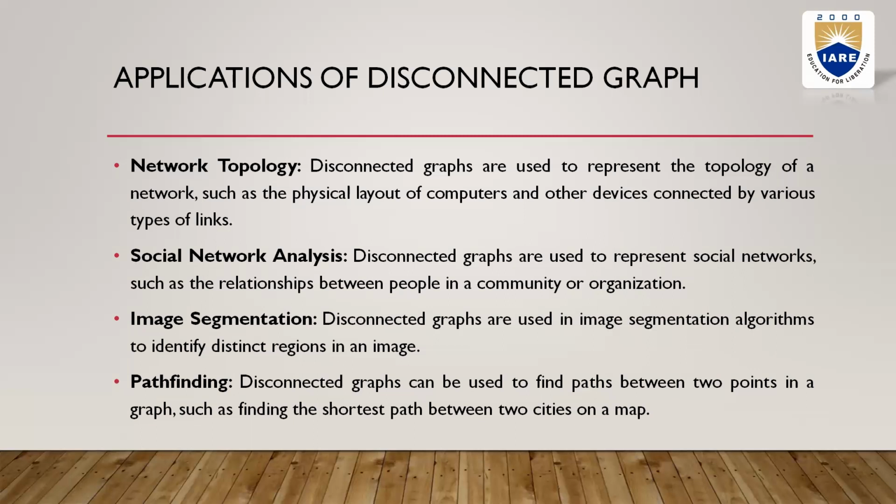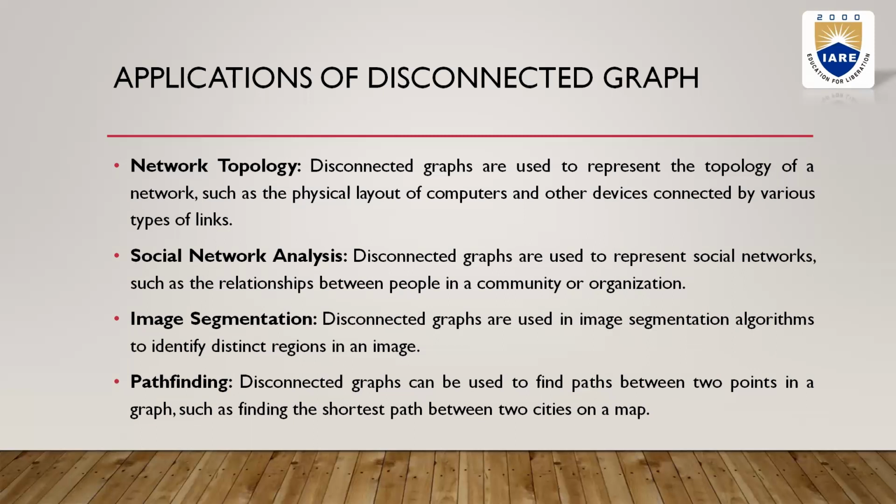The second one is social network. In the social network, we see, say, Facebook, Twitter, and the edges are the relationships. But disconnected graphs are used to represent social networks such as relationships between people in a community or an organization.